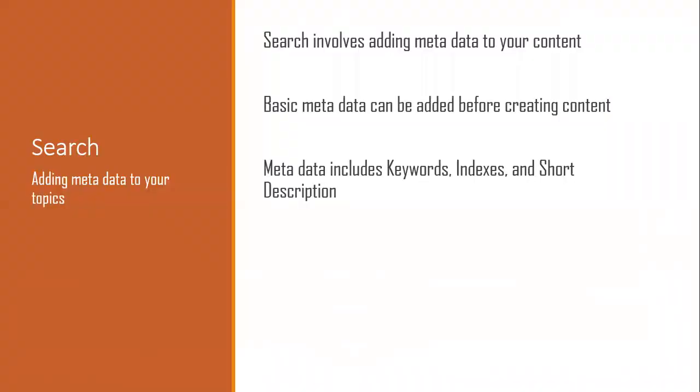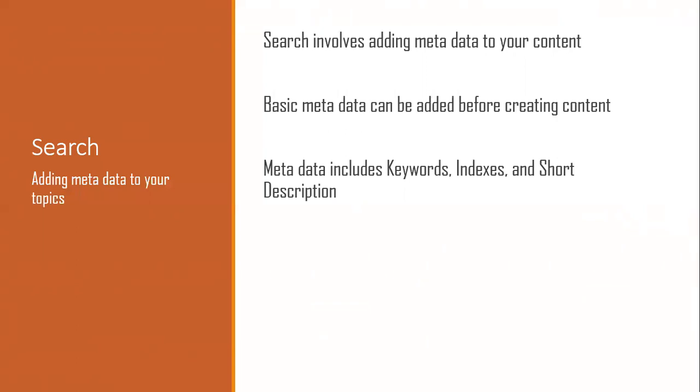Okay, and finally the last classical component of information architecture is search. Now search basically involves adding metadata to your content. And now that I've mentioned that the classical components of information architecture only cover the foundation, the first question that would come to your mind would be, on what basis are we adding metadata if there is no content?